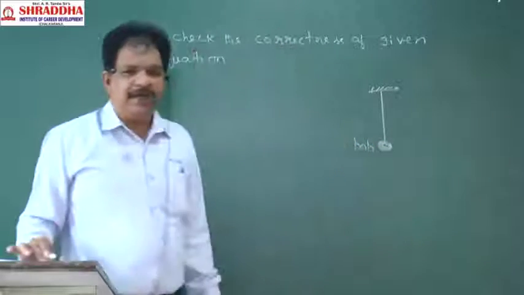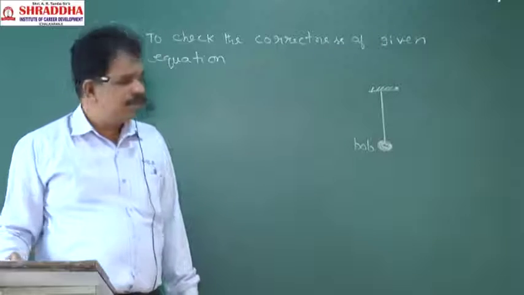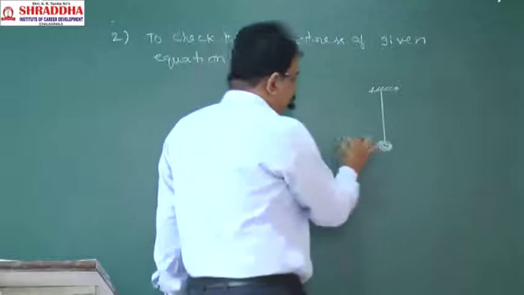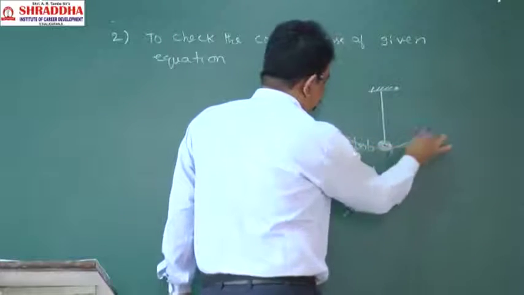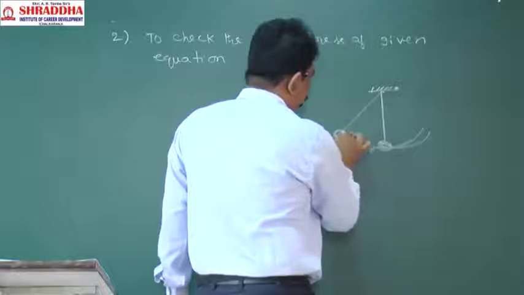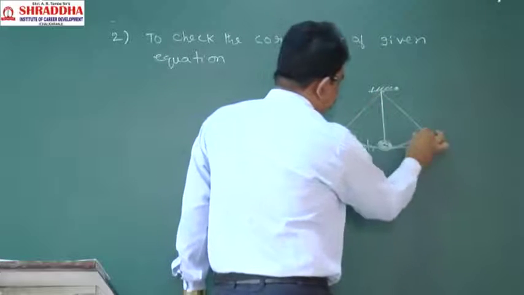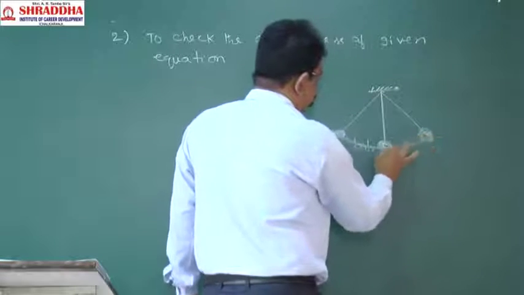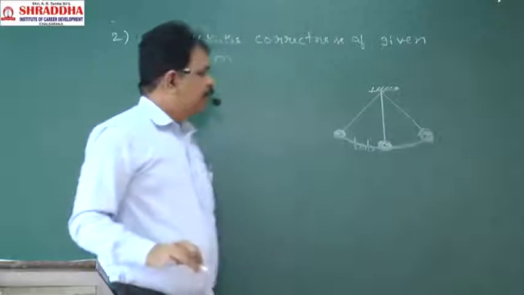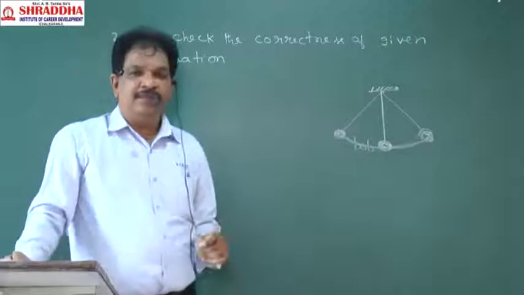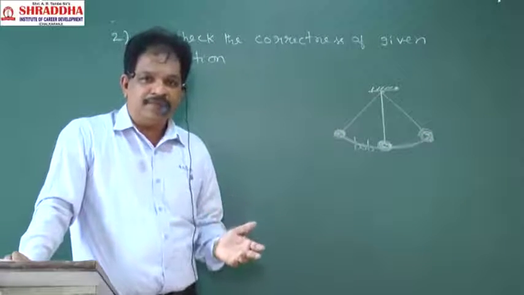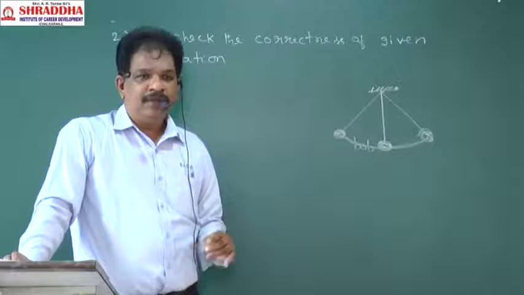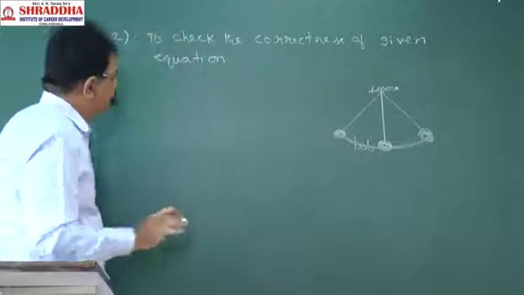Then it will be called the simple pendulum. So this simple pendulum is making oscillations like this. If you pull to one side and release, then it will try to oscillate in this manner. Then what they are asking: find the time period of the simple pendulum.